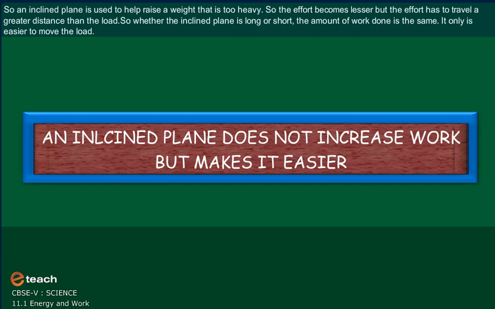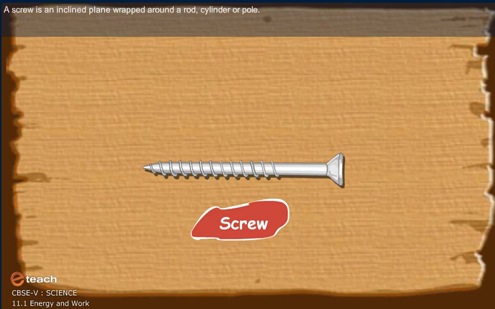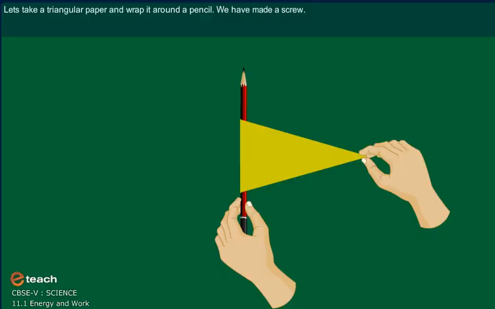So, the effort becomes lesser, but the effort has to travel a greater distance than the load. So, whether the inclined plane is long or short, the amount of work done is the same. It only is easier to move the load. A screw is an inclined plane wrapped around a rod, cylinder, or pole. Let's take a triangular paper and wrap it around a pencil. We have made a screw.